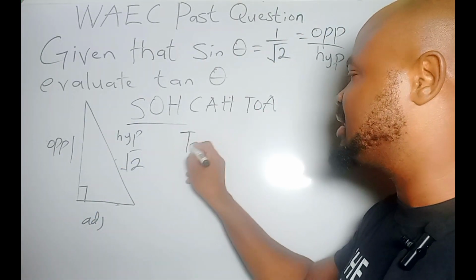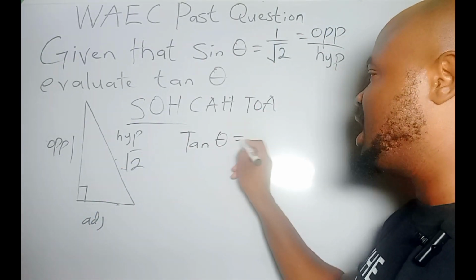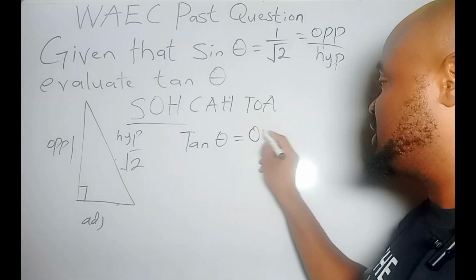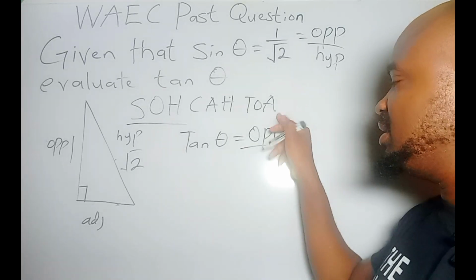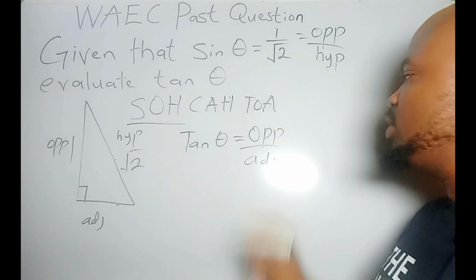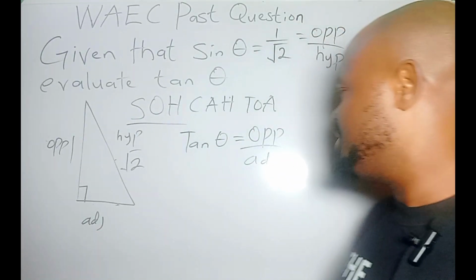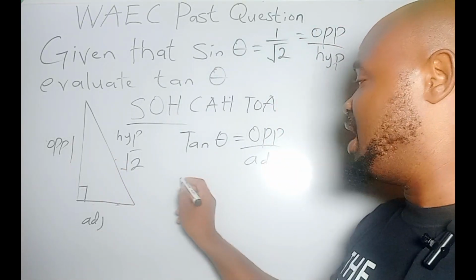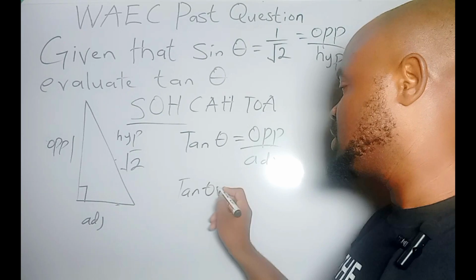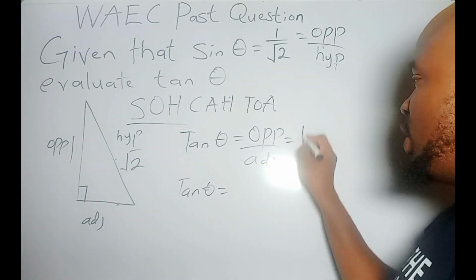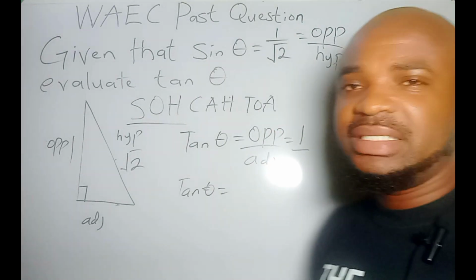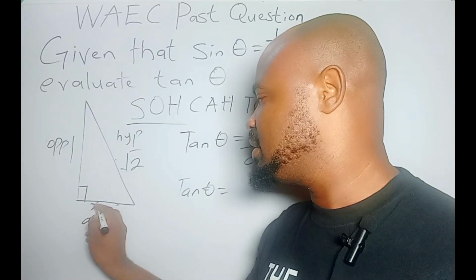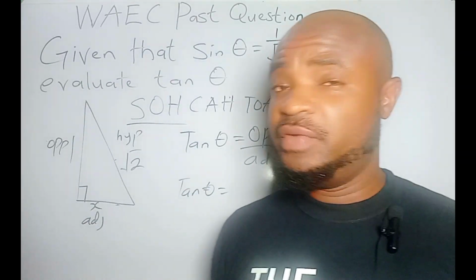Now the other part of the question says evaluate tan theta. So we need to know what tan theta stands for according to the acronym. The acronym says that tan theta equals opposite, which is the O, over the adjacent. We have the value of the opposite there, which is 1. So tan theta equals 1 over the adjacent side. We do not know what the adjacent side is yet, so we can call it x.